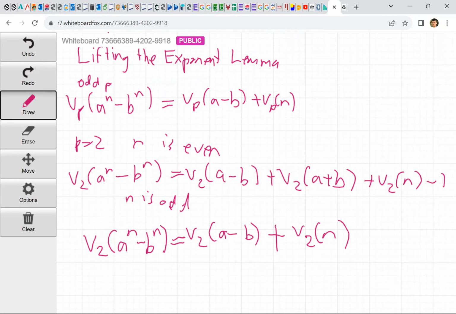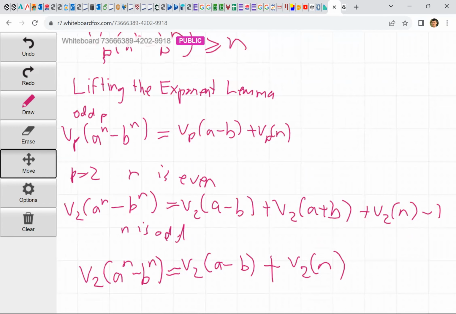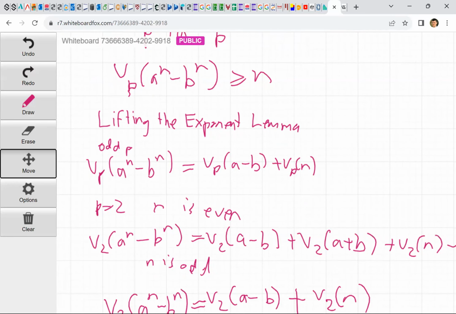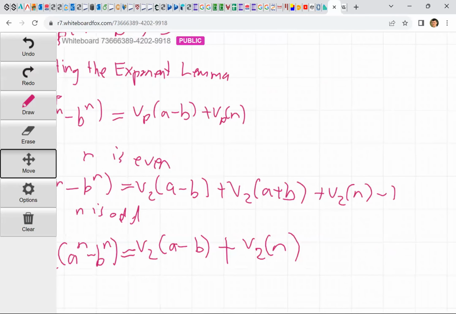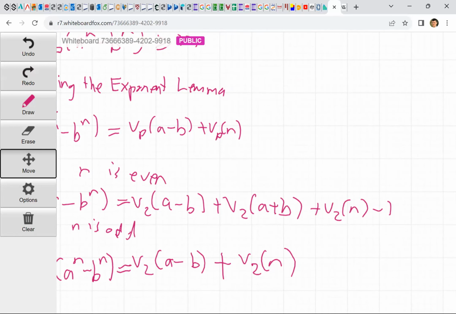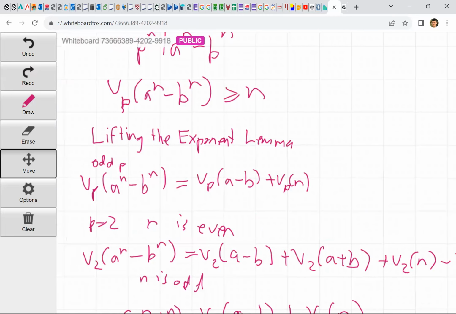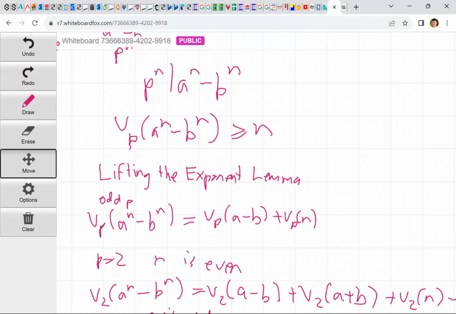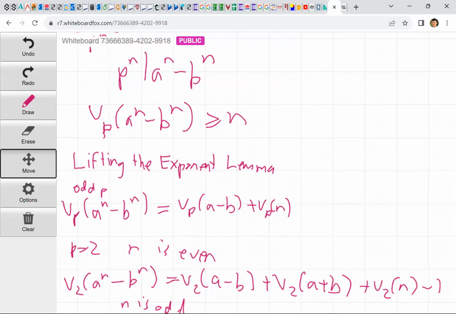We only have to take care of the even case. The general concept that Liam mentioned is that we're trying to vary n and find all the different n that work. We want this thing to be greater than or equal to n. Notice that if we vary n, the V_P of a minus b, a plus b, and this minus 1 stay constant. All we have is this V_P of n, so it's kind of like a linear equation in terms of V_P of n. It's pretty funny, but can V_P of n even grow as fast as n does? No.